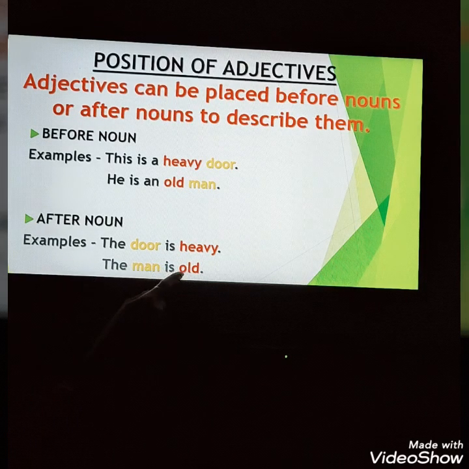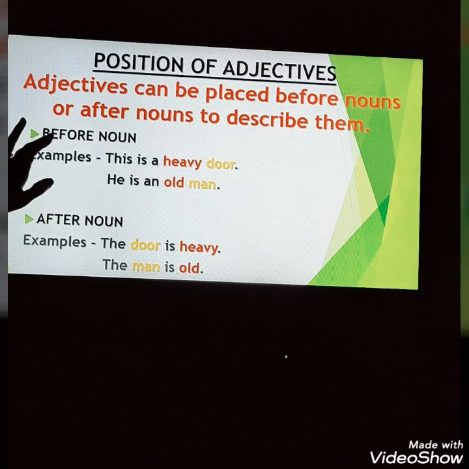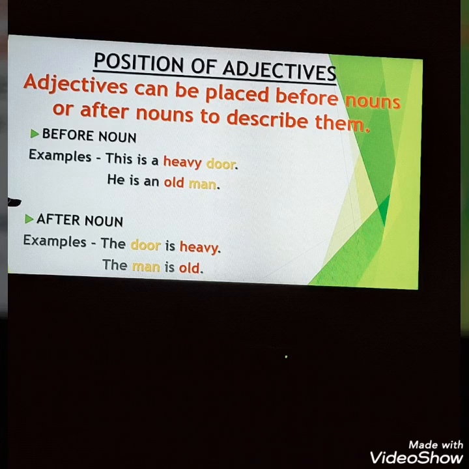The man is old. What is the noun over here? Man is the noun, and what is the describing adjective? Old. So remember, students, we can position our adjectives before nouns and after nouns. For describing a noun, we can place our adjective before the noun or after the noun.